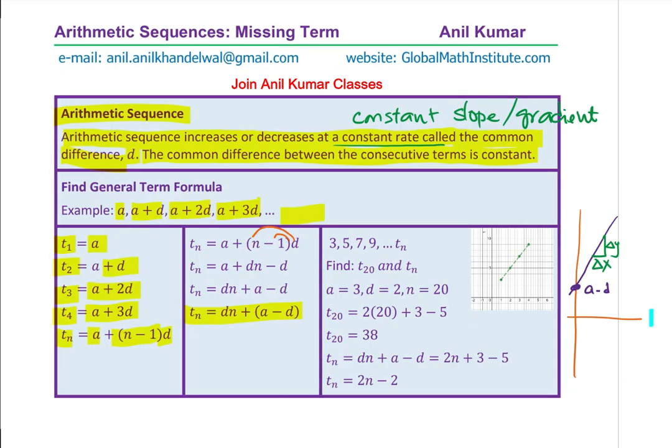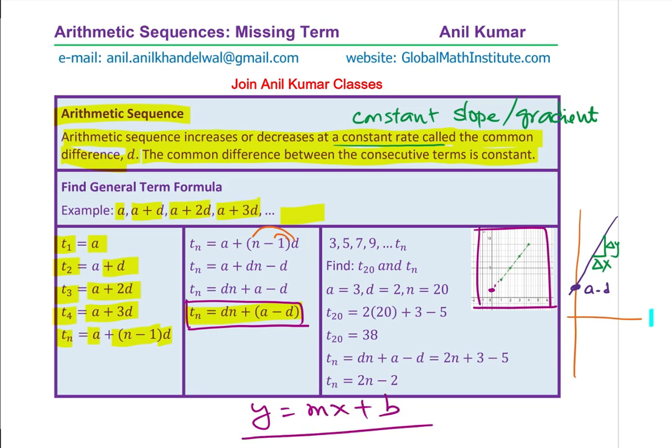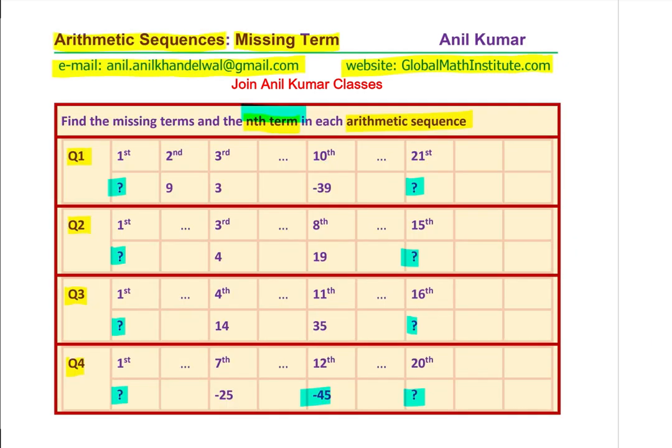You see how this particular formula changed the game. We actually converted this to a linear equation kind of a thing. It is indeed. And we worked out the y-intercept, a minus d, and found our solution with the y equals mx plus b concept. That is the great part of it. And we solved all the 4 questions in this video without any problems.